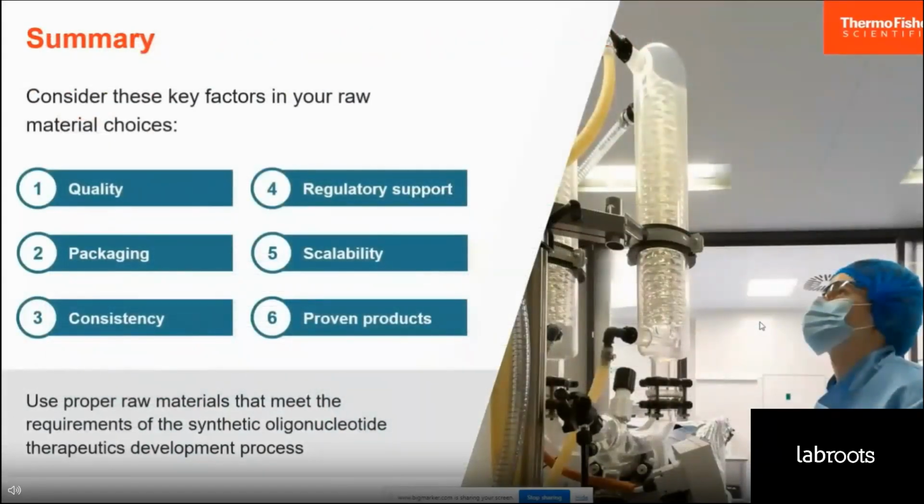So we touched on these key factors to consider in your raw material choices for phosphoramidites, with number 1 being the quality, number 2 being customized packaging offerings, number 3, consistency of batches, 4th, the ease of access to regulatory support and quality team, 5, choosing a supplier with experience in taking the product from small scale to large scale to meet your drug development needs, and 6, partnering with a supplier that has proven products that have already been used in approved drug products. Using proper raw materials that meet the requirements for synthetic oligonucleotide therapeutics is really a big key to success.